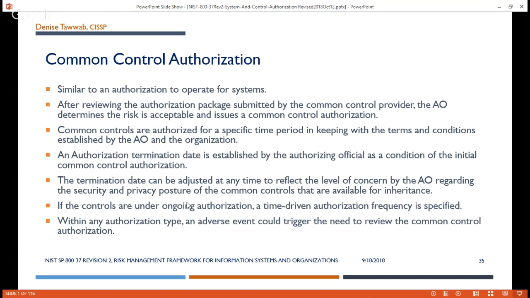control authorization. The authorization termination date can be adjusted at any time, again, to reflect the level of concern that the AO has regarding the security and privacy posture of the common controls that are now available to be inherited by systems within the organization. If the controls are under ongoing authorization, then a time-driven authorization frequency is specified. Within any authorization type, including the common control authorization, any adverse event could trigger a need to review the common control authorization.